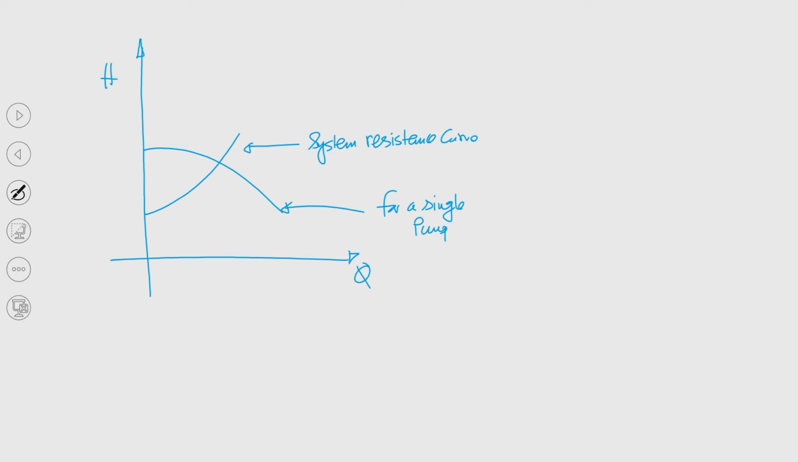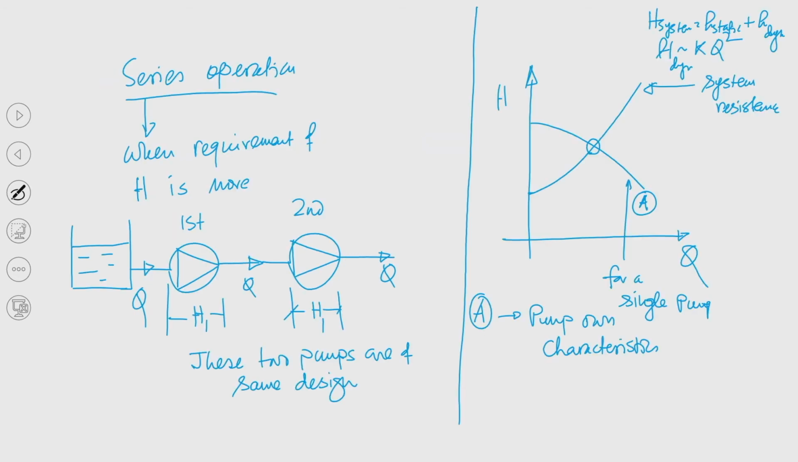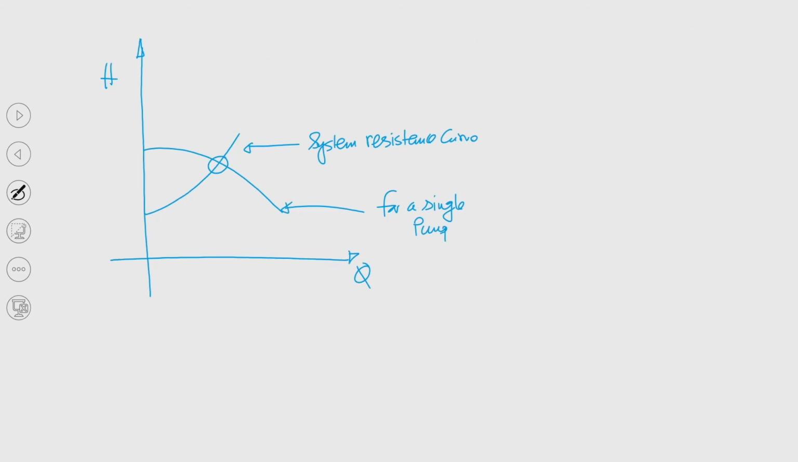Okay. Now, this is the operating point, you can see. If we now try to connect these two similar pumps in series. So, these two similar pumps are connected now in series. So, basically what will be the HQ characteristic of the combined pumps. So, our objective is to now plot the HQ characteristic curve for the combined pumps.